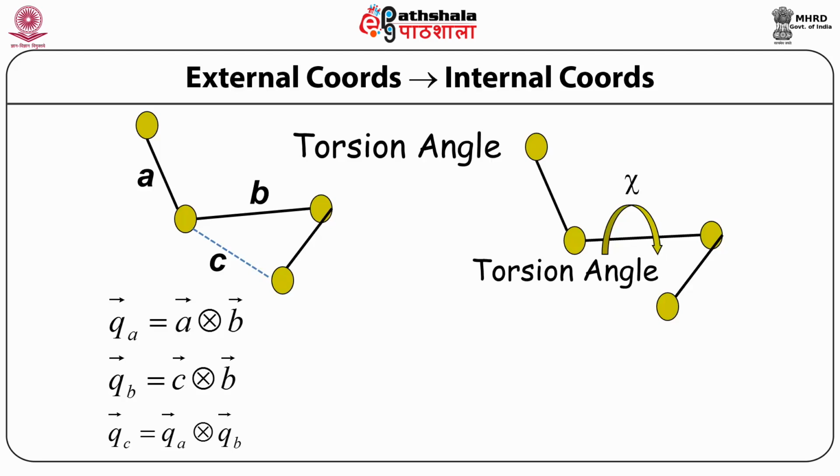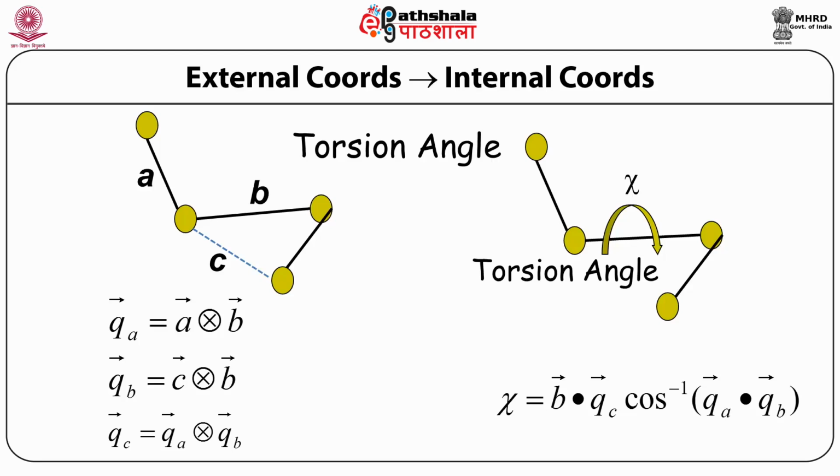And then the QC is the cross product of QA and QB, which means it's perpendicular to both of these two perpendiculars. Given such a set of vectors once we define, I can calculate the torsion angle by the formula which is given, which is the inverse cosine of QA and QB multiplied by the dot product of the vector B and the vector QC.